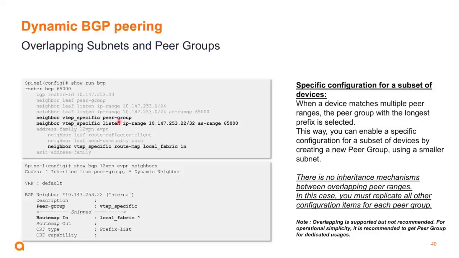But the thing which is also important to note is that there is no inheritance between peer groups with overlapping subnets. It means that they are considered by the system as totally independent, and so you need to configure them as such. Another point to note is that even if it's supported, this is not necessarily recommended. The fact that you use overlapping subnets could complexify the configuration in terms of readability and operation.